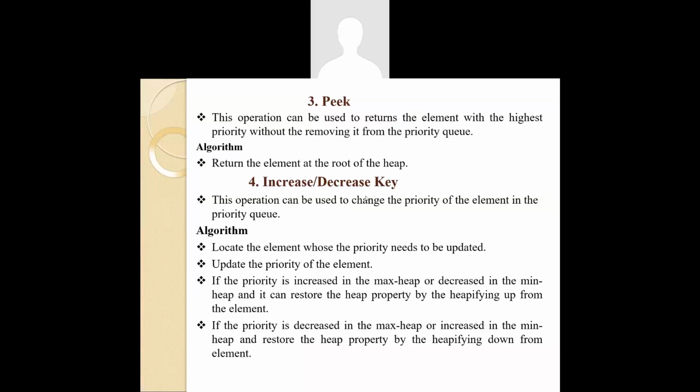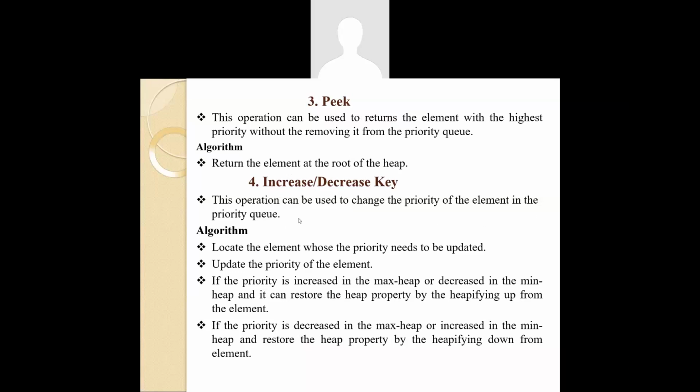Whenever I'm deleting or adding, the heap location will be increased by 1 or decreased by 1. Depending upon adding an element or deleting an element, the heap value has to go up or down from the element. So that we call increasing or decreasing a key. This operation can be used to change the priority of an element in the priority queue.